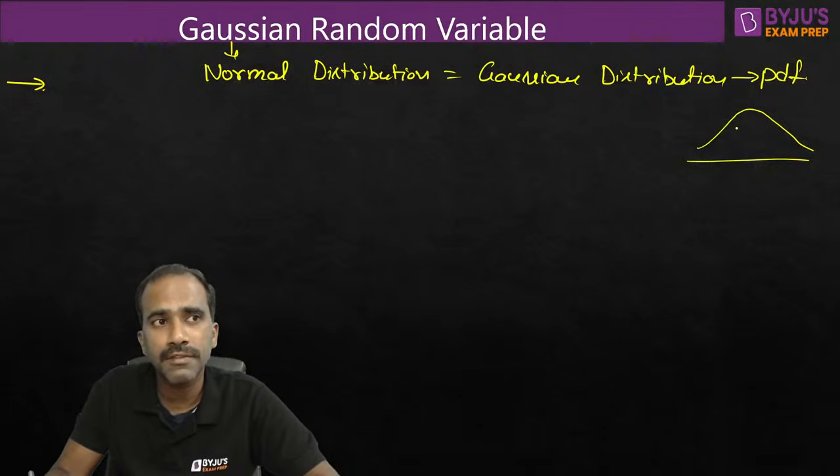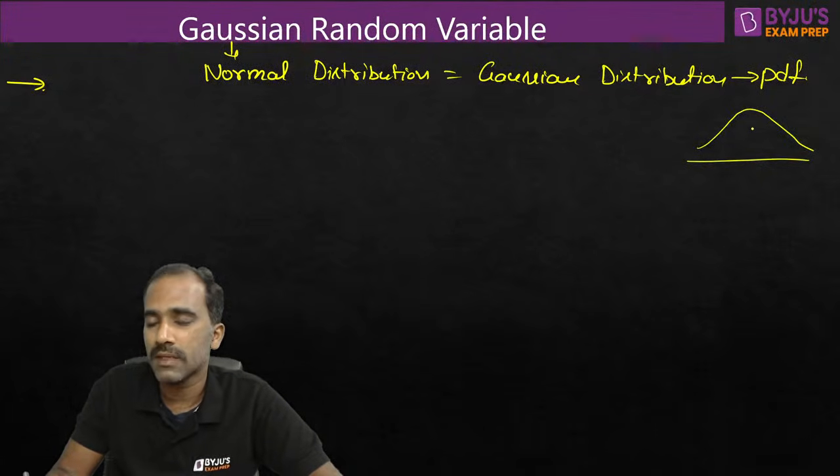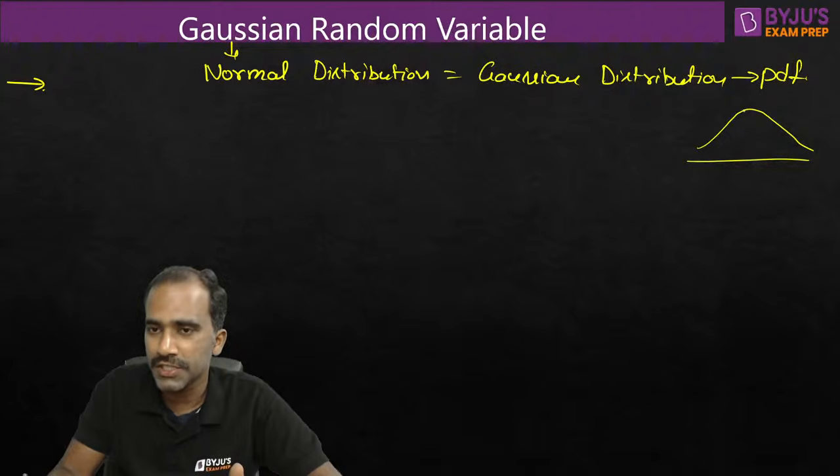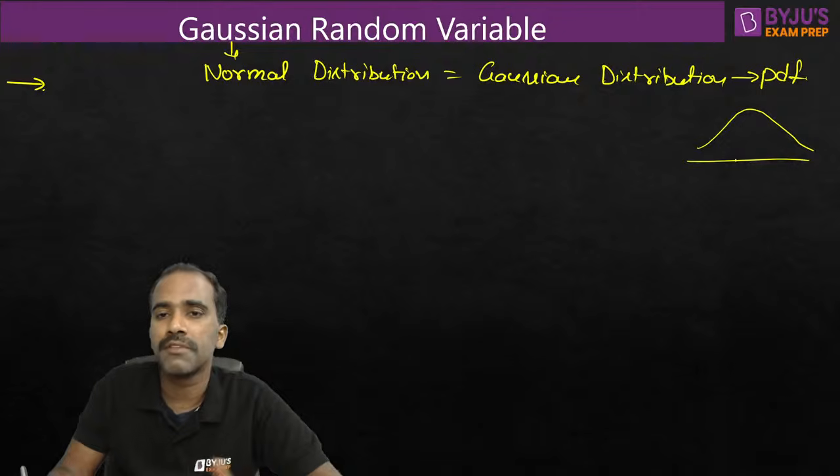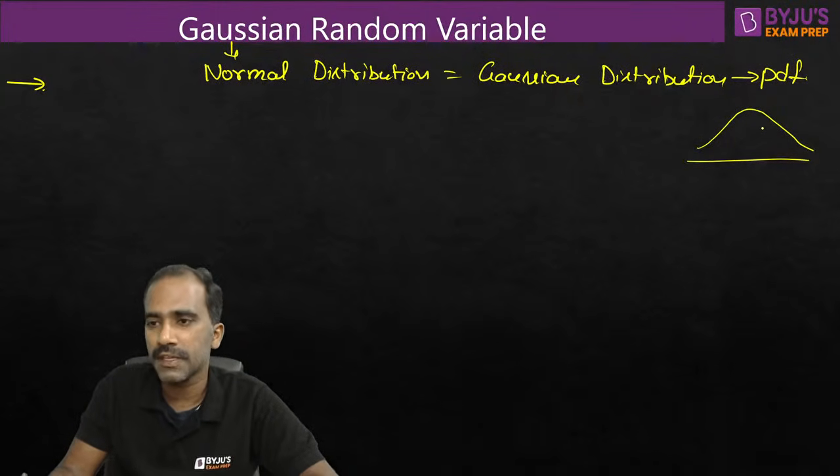What are the properties of a PDF? The function should have only positive values, and the area under the function should be equal to 1. Those are the two properties of a probability density function. So if this Gaussian shape has an area of 1, then it represents a PDF. If the area is not 1, then it will not represent a PDF.